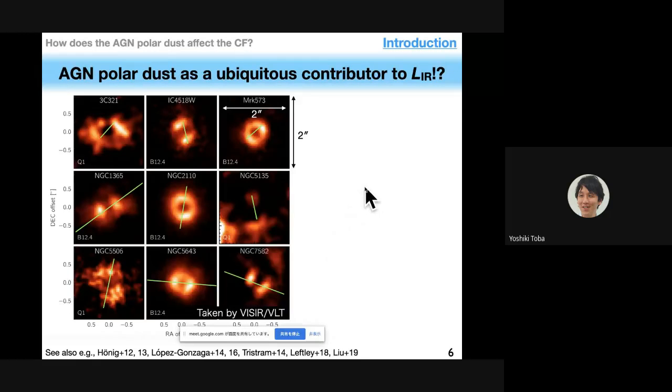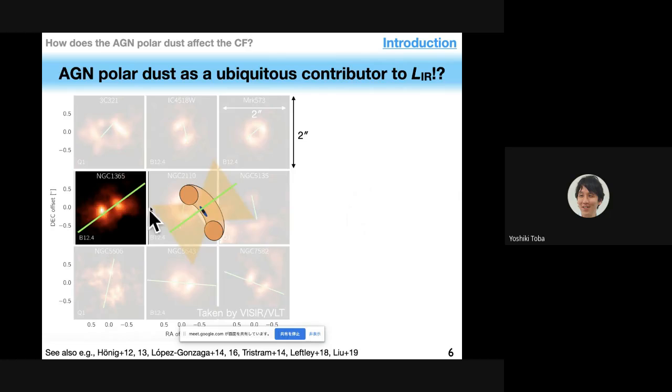So recently, polar dust wind, probably driven by AGN radiation pressure, has been reported as an ubiquitous contributor to the infrared emission. So I'm showing mid-infrared images of 9 local AGN after subtracting the central PSF component. You can see extended emission that seems to be elongated in the direction of these green lines, which roughly correspond to the direction of polar emission, the polar direction. So we can, for example, imagine that kind of picture for this source.